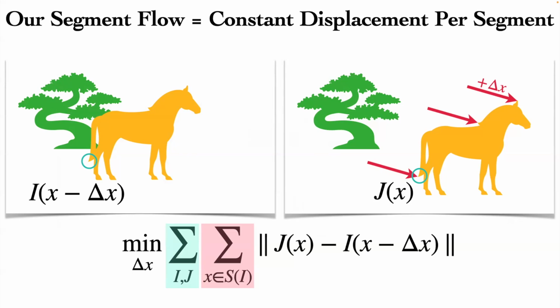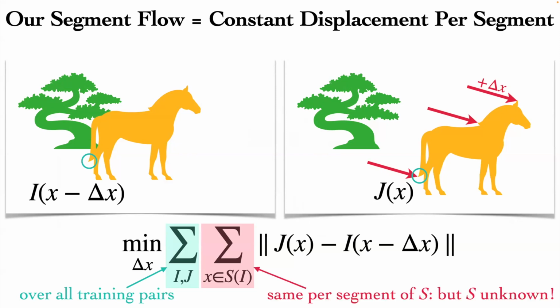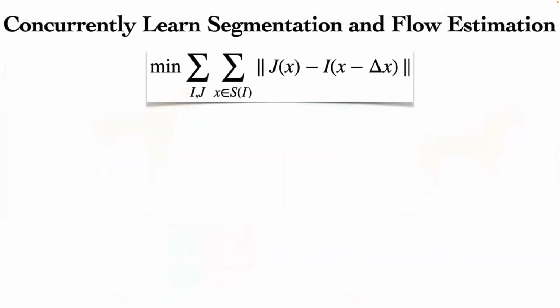And so we extended the basic error function. Instead of per pair of images, we summarize this over all the training pairs. It's a statistical loss. And we assume the flow should be the same per segment. The concept is simple enough, but the problem is we don't have segmentation. Segmentation is unknown. So given this formula, we are going to learn segmentation and the flow at the same time. And we don't have ground truth for either of them.